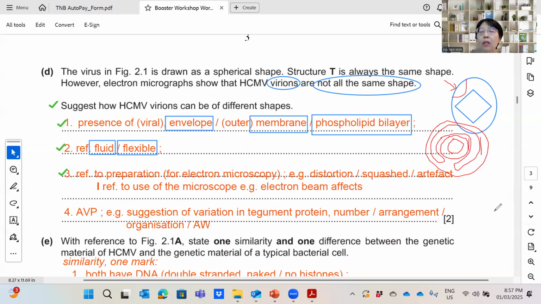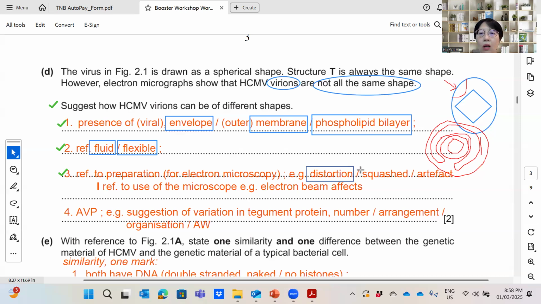So why is there empty space there? It's because when we prepare the slide, they might have pulled the tissue and torn the tissue apart. So the connection between the tissue tears apart and leaves the space there. Okay, so this is called distortion. Learn this word called distortion. Distortion during the preparation of the slide.